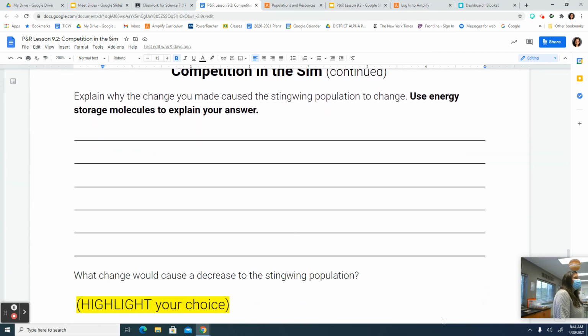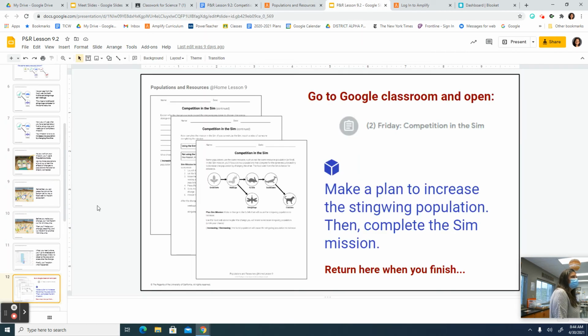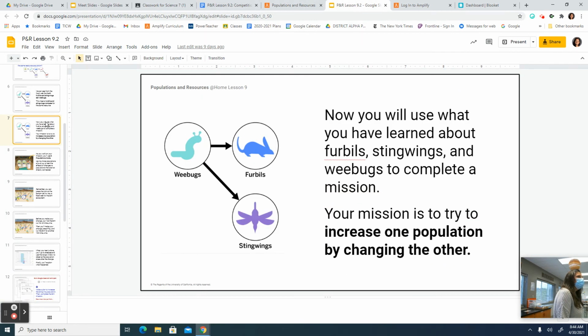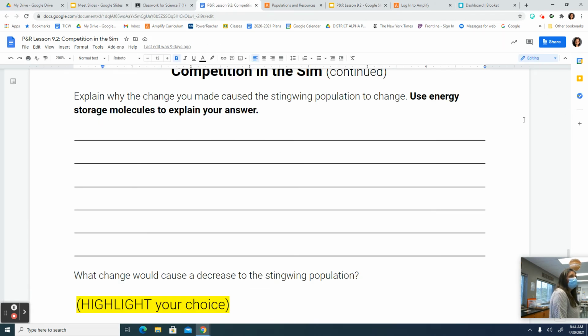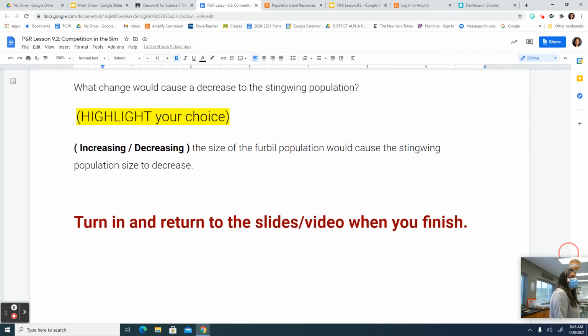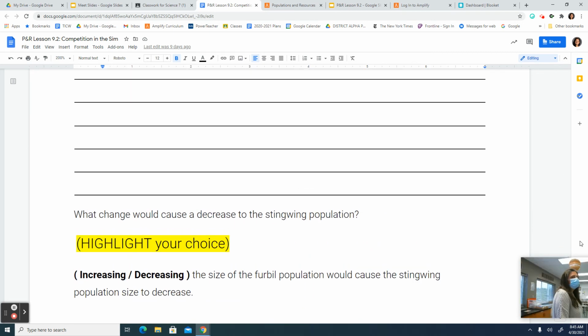So now you want to explain why the change you made caused the stingwing population to change. Use energy storage molecules in your answer to explain. So you want to now say, why did the stingwing population change? Think back to our food web, right? We changed our fur bills. We made that go down. Why would that cause the stingwings to go up? Go ahead and type your answer. And then answer the final question, and then you can turn it in.